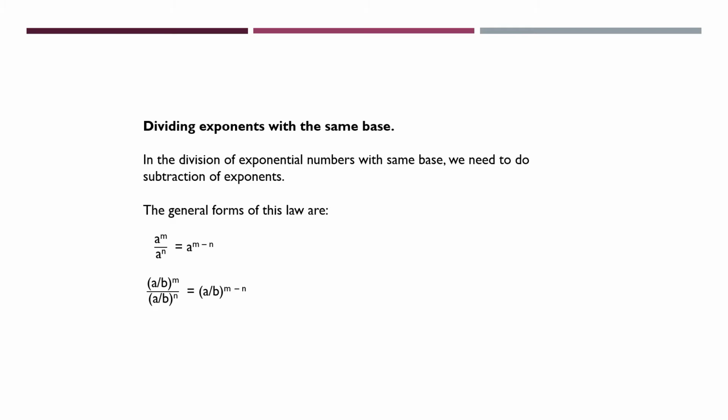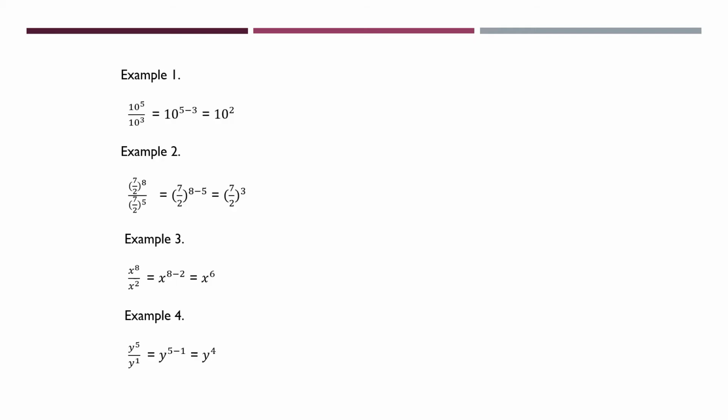Dividing exponents with the same base. To divide the exponents with the same base, we need to do subtraction of exponents. a^m / a^n = a^(m−n). (a/b)^m / (a/b)^n = (a/b)^(m−n). We will consider some examples.